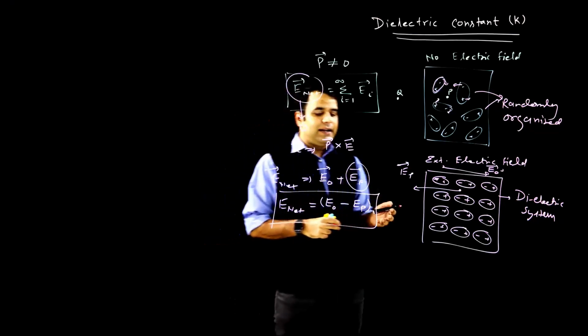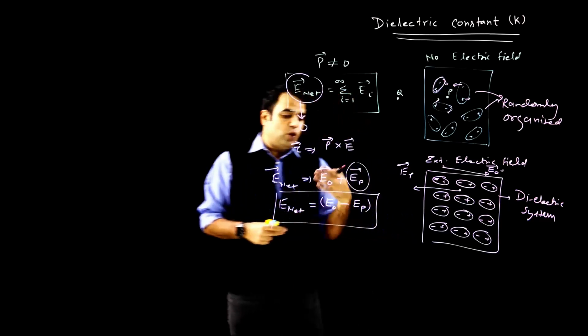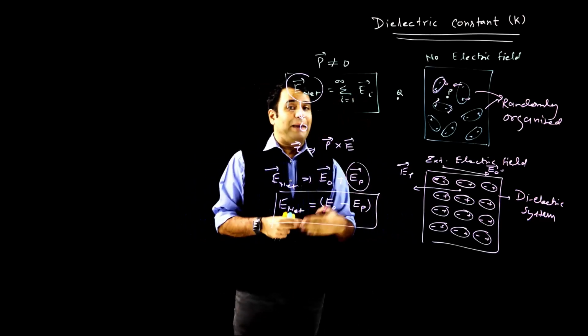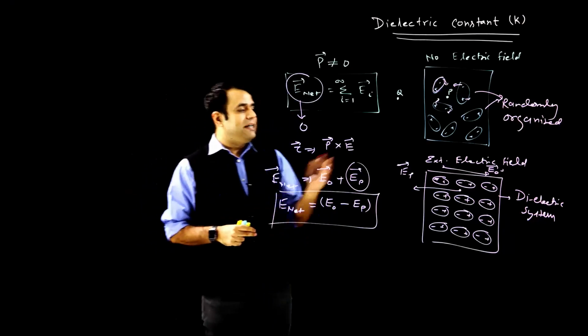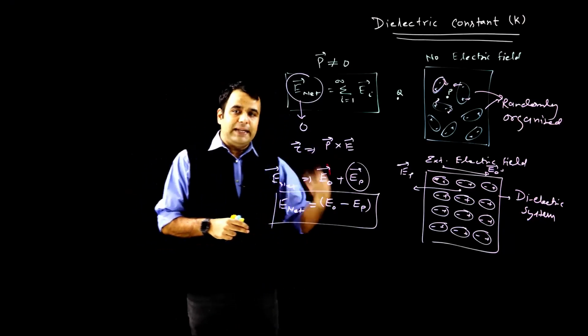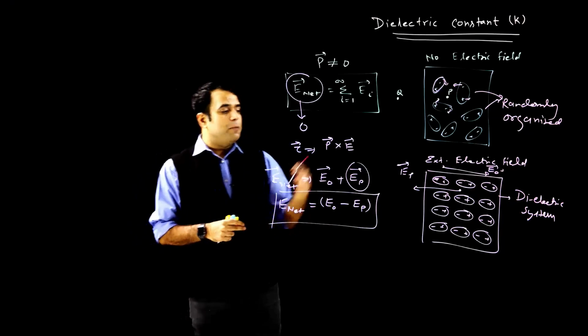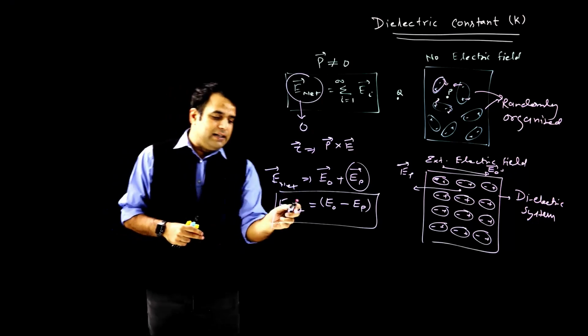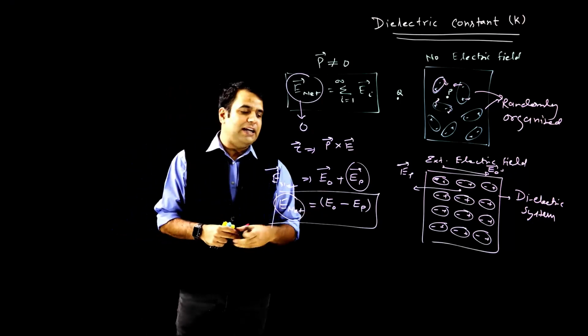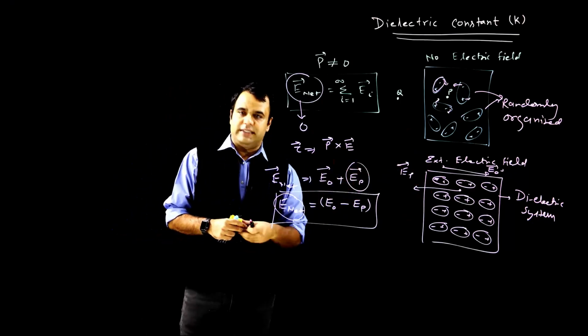So each and every dielectric will generate its own polarizing field. The magnitude of that polarizing field will depend upon the dimension or shape of the material, as well as the material properties, the internal properties of the material. Okay, so this E net will depend upon the external field as well as the property of the system.